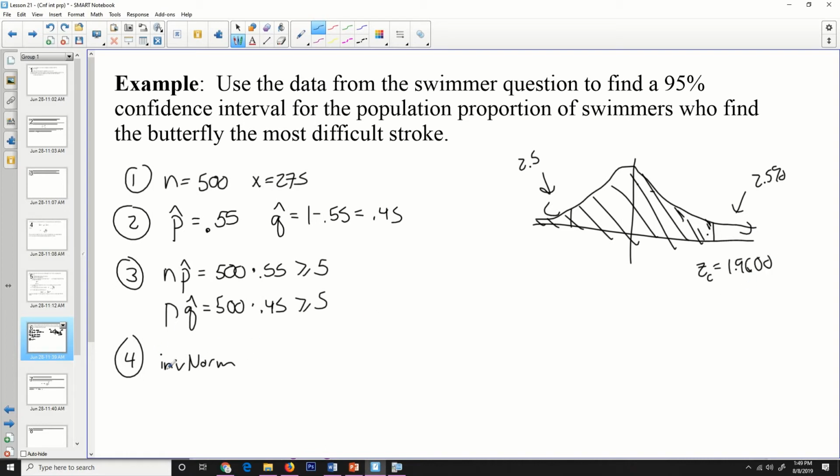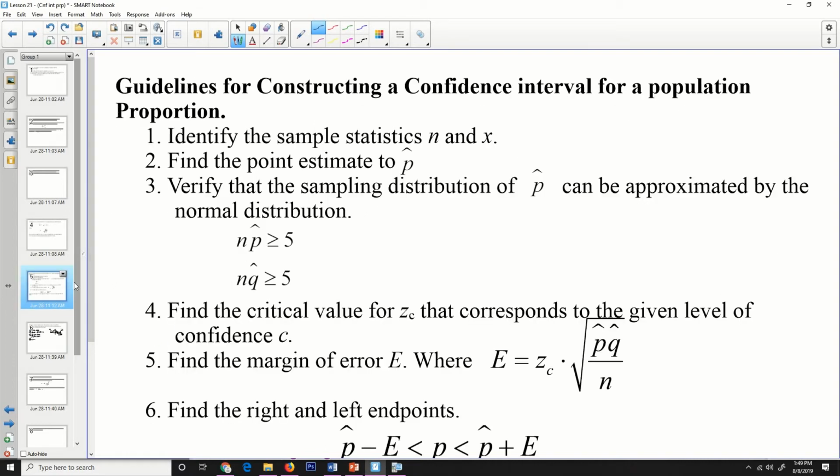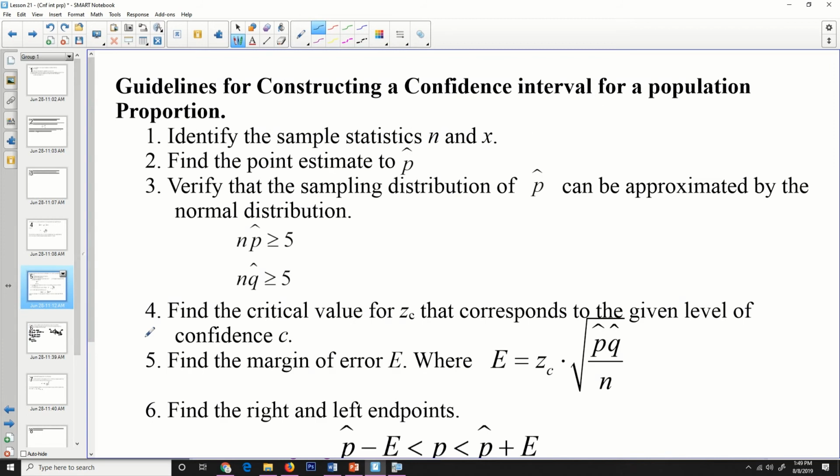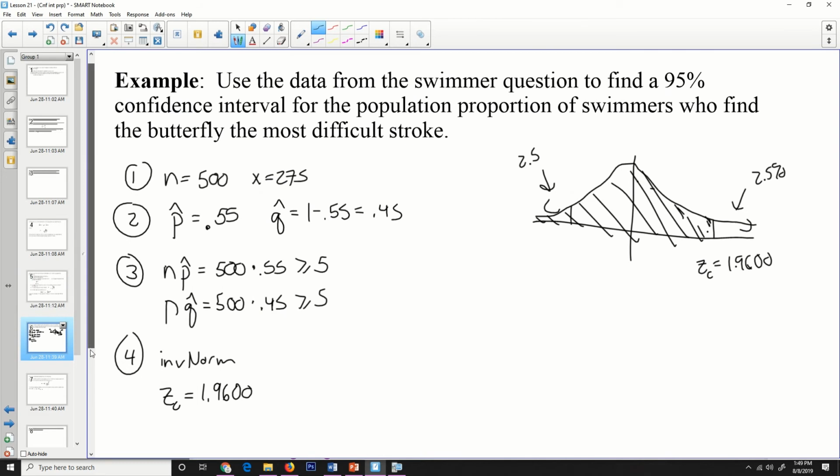And so number 4 says find the critical value. My ZC value is going to be 1.9600. Then if we go to number 5, find the margin of error, and the margin of error follows this equation right here.